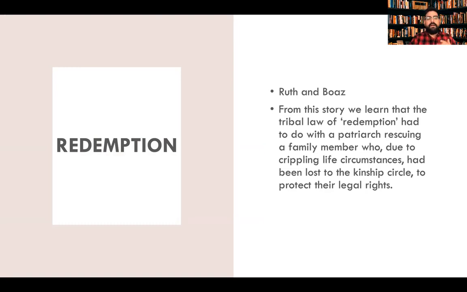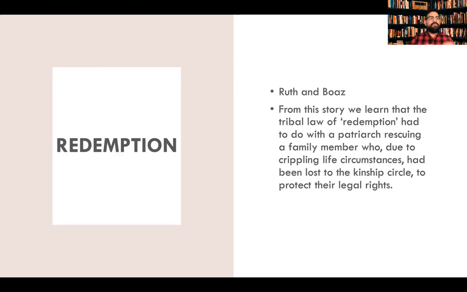To be a woman without land, without inheritance, without work, somebody to work the land, what happens is that there's a need for a family member to step into place in order to redeem, to bring a family member back from the brink of death, from the brink of hardship. Due to crippling circumstances in which Ruth finds herself, there needs to be a rescue by a family member, and Boaz plays that part. Boaz goes and rescues Ruth from these crippling circumstances, this death sentence.